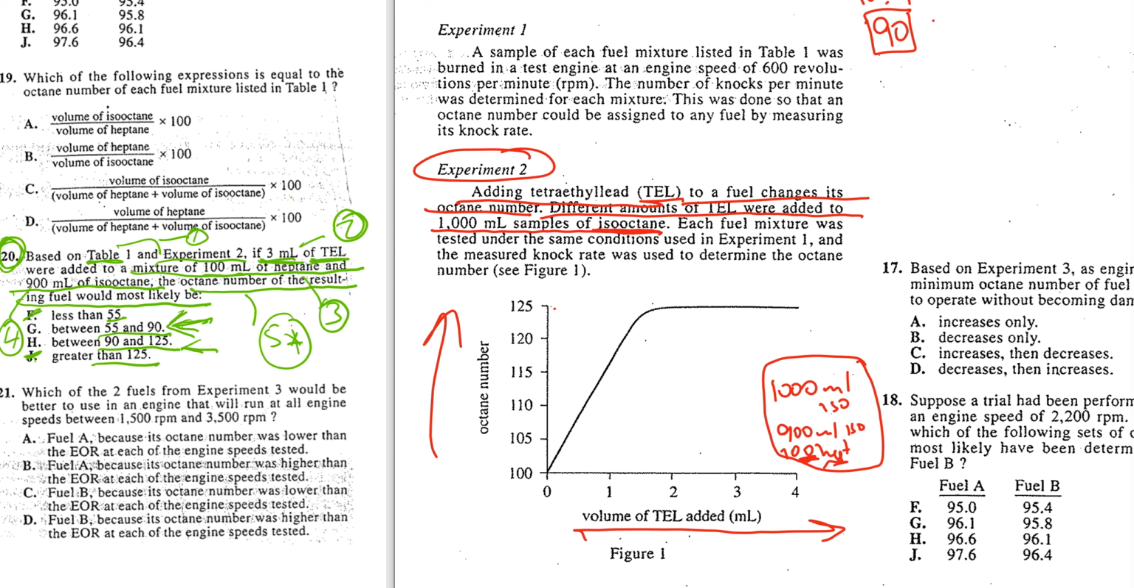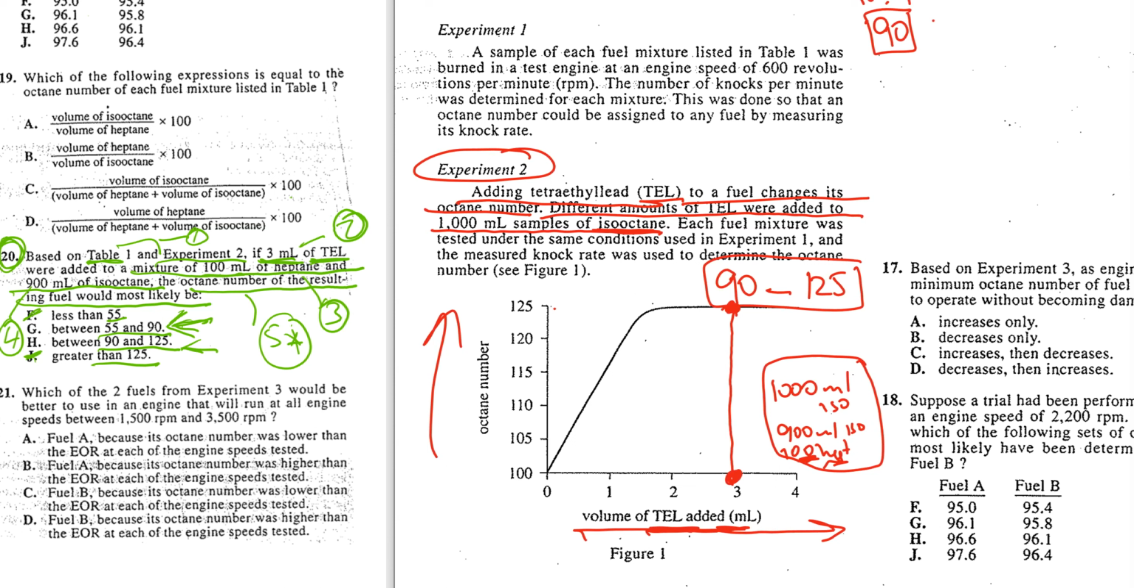So what happens when we add the TEL, 3 milliliters, right? Here it is, these TEL by milliliters. We add 3, the value is about 125. So, that's for 1000 milliliters of pure isooctane. So if we've got 900 milliliters, it may be a little bit less, but it's not going to be much. So we know the numbers we're dealing with: it's at least 90, and then it's around about 125. Those are the two numbers that we're dealing with.